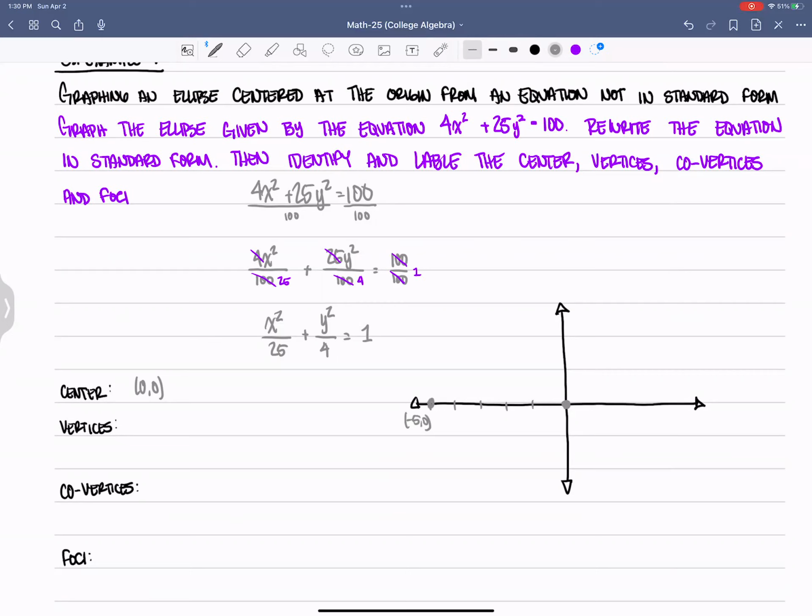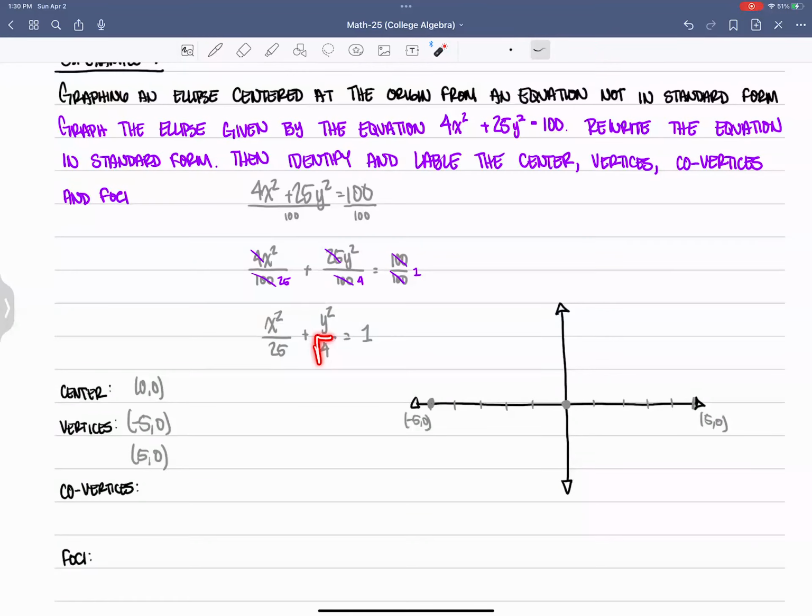Same thing in the other direction: 1, 2, 3, 4, and 5. This gives us a point 5, 0. So those are our two vertices: negative 5, 0 and 5, 0. Next are our co-vertices, coming off of our y direction.